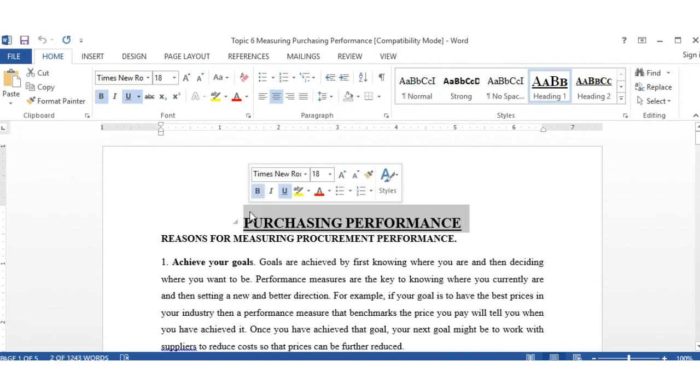I'll teach you how to measure, or the methods of measuring, the performance of a supplier, so that you can ensure that you have the best suppliers in your organization.